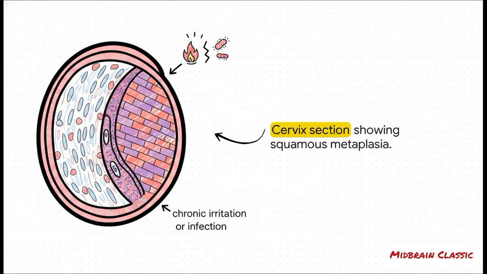Now, what's really interesting about this slide is that it shows a section from the cervix displaying squamous metaplasia. Normally, endocervical glands are lined with these very delicate columnar cells. But here, because of chronic irritation or infection, those delicate cells have been entirely replaced by a much sturdier squamous lining to protect the tissue underneath. It's an incredible defense mechanism.